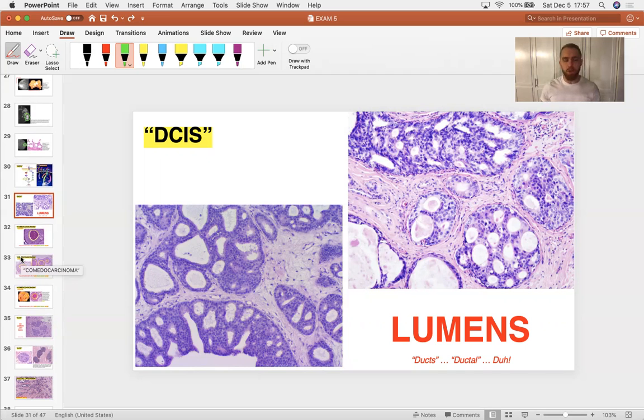And so the difference between that is that you can picture the acini of these terminal lobular ductal units, TLDUs, and I'm just going to say TLDU from now on. You can picture them as cul-de-sacs.